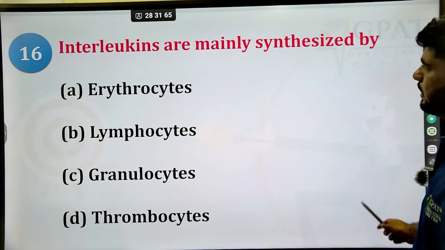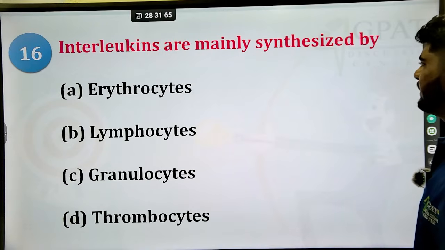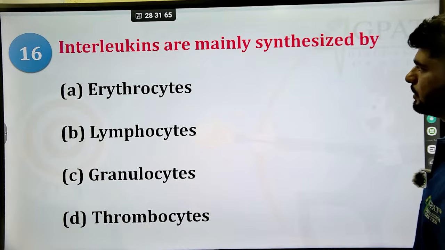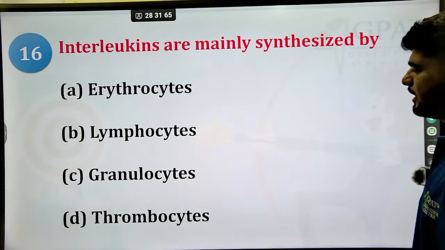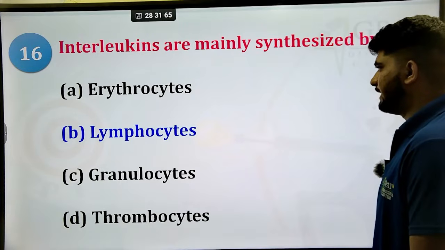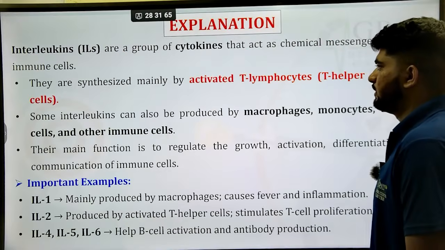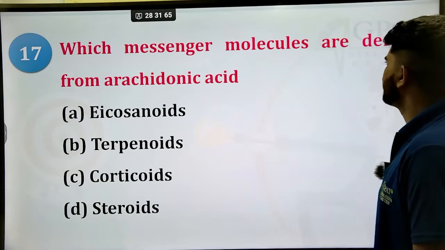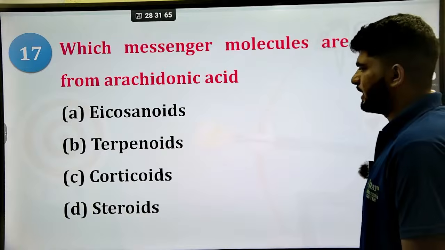Interleukins are mainly synthesized by erythrocytes, lymphocytes, granulocytes, or thrombocytes? Interleukins, IL-1, IL-2, that is obviously going to be through your lymphocytes, right? Lymphocytes.